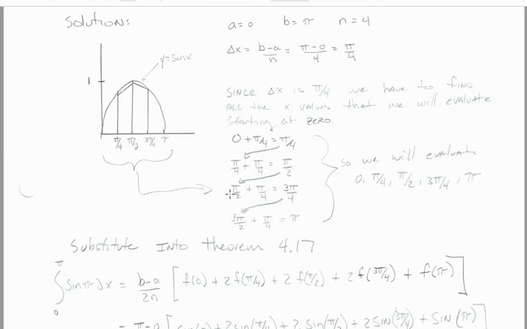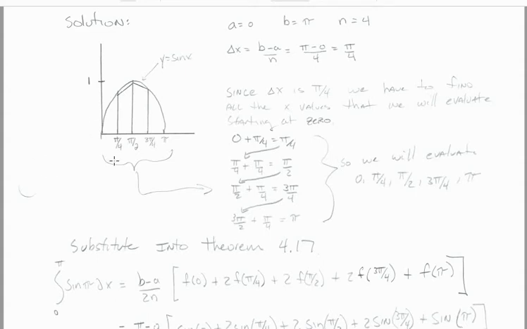How do I know when to stop? When I'm at the end of the interval. So the first value I evaluate is the beginning of the interval, which is 0. The last value that I evaluate is the end of the interval, which is pi, and then we had to calculate pi over 4, pi over 2, and 3 pi over 4 in between. This is an important step, and it's one that you need to make sure that you understand how to do.